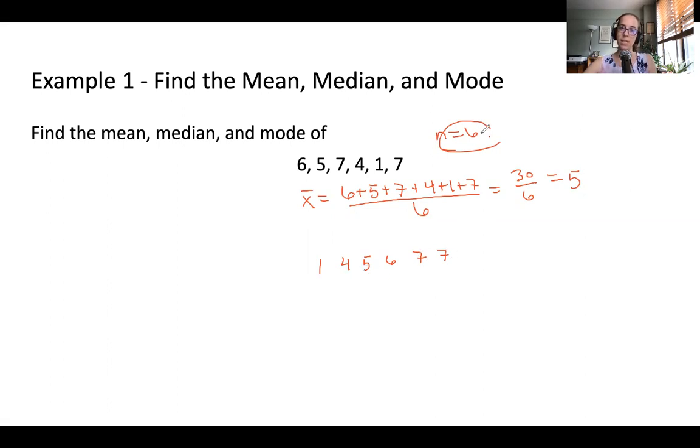Now, because n is even, we need to take the 2 middle numbers and find their mean. There is not a single number in the middle of this list of numbers, so we need to find the mean of the 2 middle numbers. So the median equals 5 plus 6 divided by 2, 5.5. And the mode is the most frequently occurring number. It's 7 because there are 2 7s.